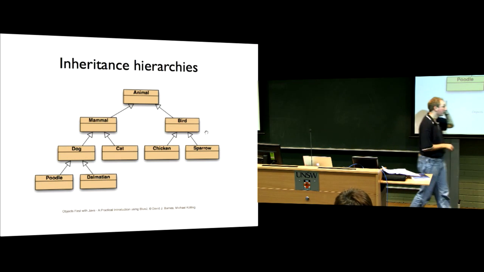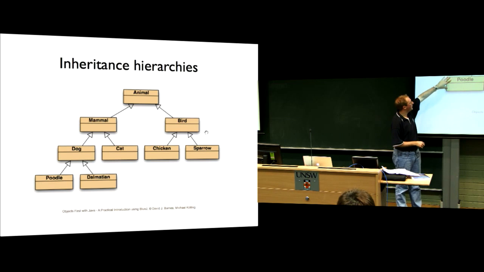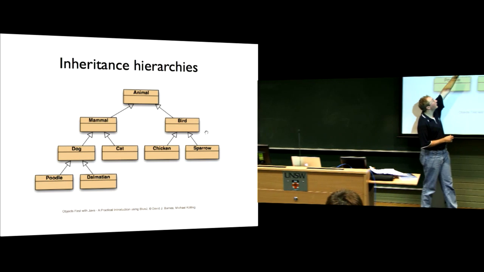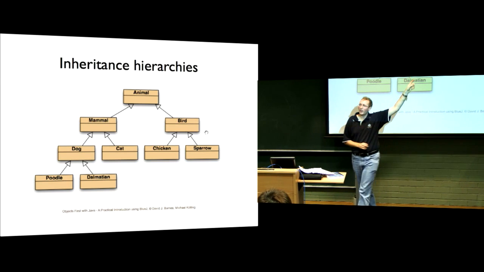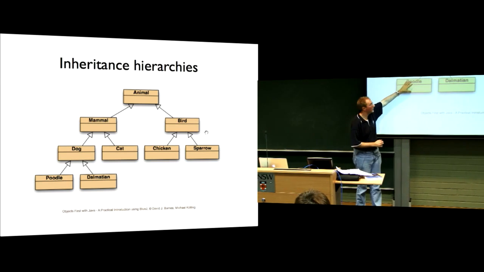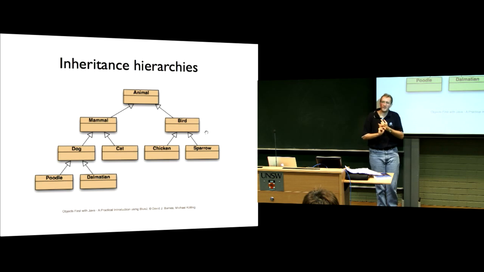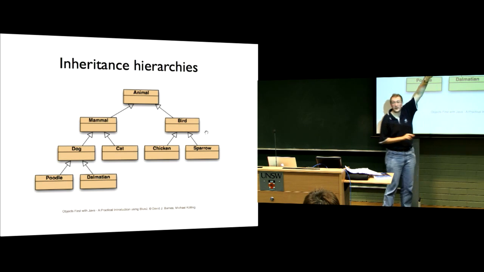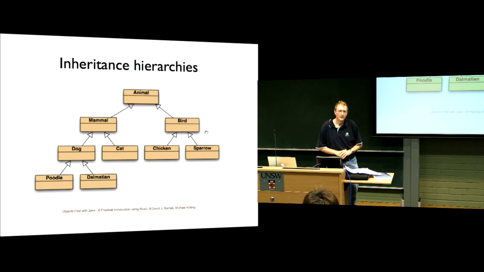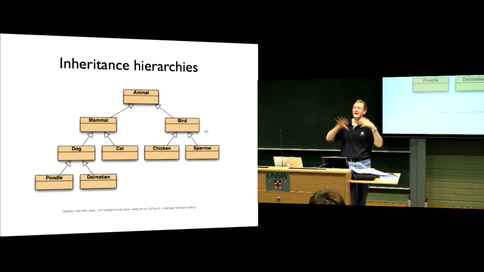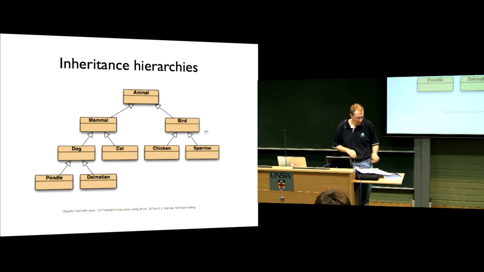So if we have a look at, say, Poodle, how many classes does Poodle inherit from? It inherits from three. It inherits from Dog, which in turn inherits from Mammal, which in turn inherits from Animal. So an object like Poodle would get all of the fields and all of the methods that are in those three classes as well. And if you wanted to, you could keep going. So there really is no limit to how much you can inherit from. The only thing you can't do is introduce cycles into this.